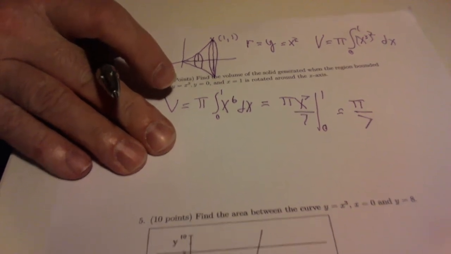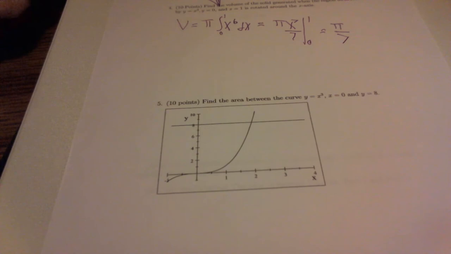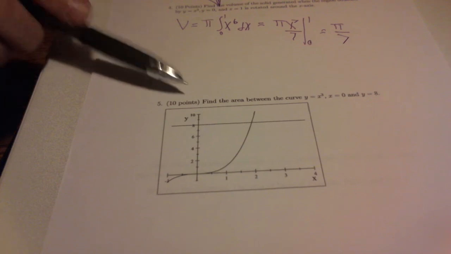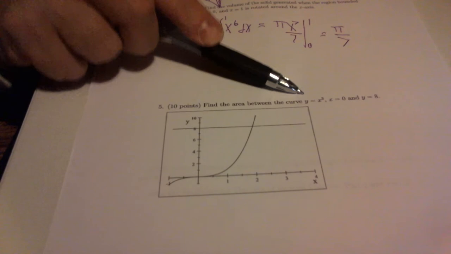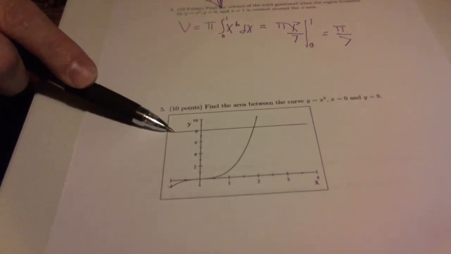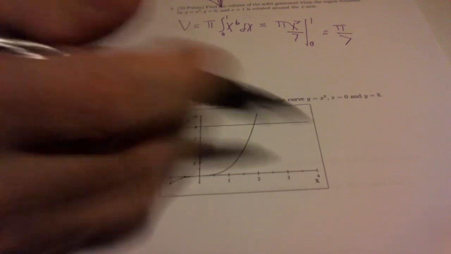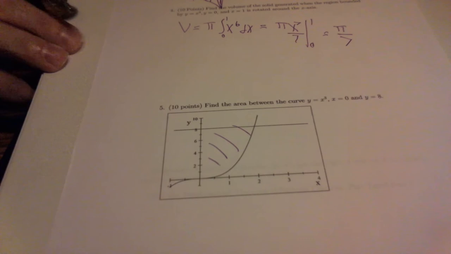Wait until you try this next one, you stupid hobbit. I reckon I'm not too stupid, Mr. Grishnak. I'm crushing this exam. Find the area between the curve y equals x cubed, x equals 0, and y equals 8. Well, here's y equals 8. Here's x cubed. They want me to find this area. Oh, I know how to do this. I know what to do.